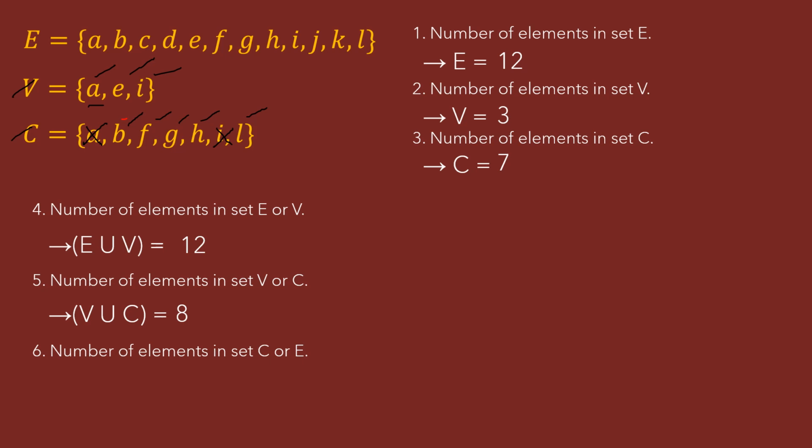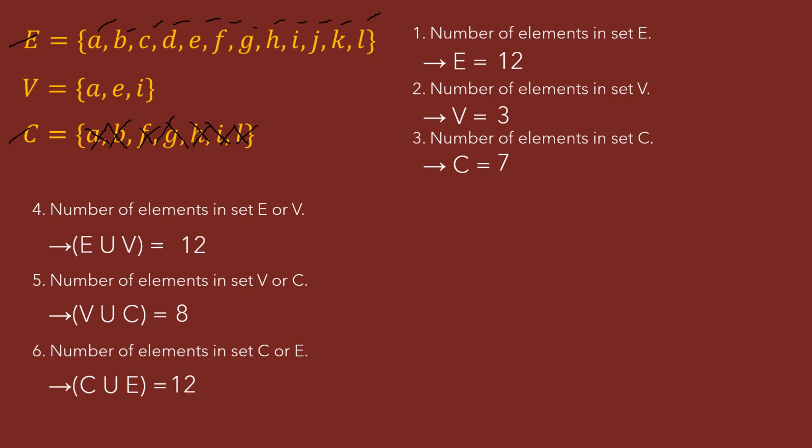Number 6, number of elements in set C or E. So set C and E. So there's the word or. So it means union. When we say union, we're going to add up all of those involved elements. In this case, we are to count it off. So we have 1, 2, 3, 4, 5, 6, 7, 8, 9, 10, 11, 12. So E and C. Then 12. So A won't be counted anymore, same as B. It is already present in set E. F, not either. G, not either. H, already counted as well, same as I, and same as L. So therefore, C union E, the answer is 12 as well.